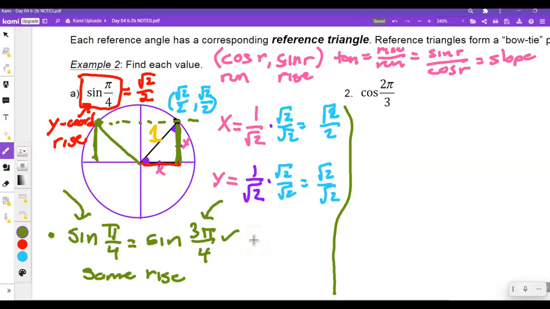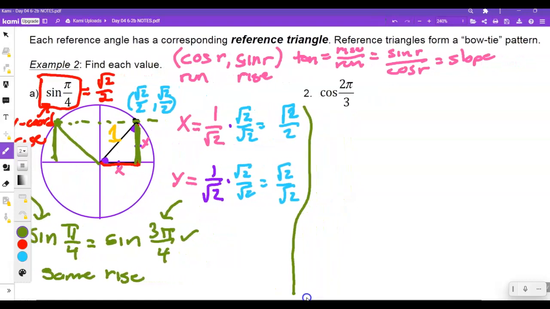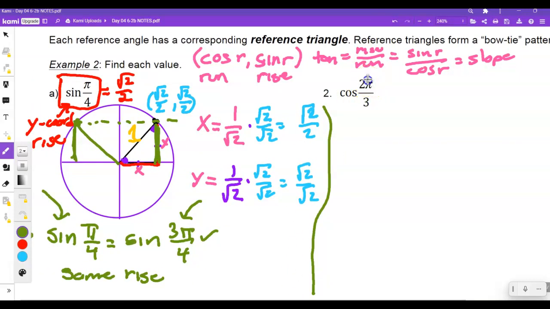All right. So lastly, just one last problem. So we see a pi over 3. Anytime you see pi over 3, you're thinking a 60-degree increment. So pi over 3 is 60, and we have 2 of them. So that is going to be like a 120-degree angle, which lies in quadrant 2.